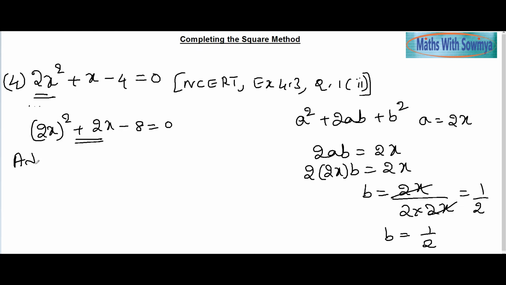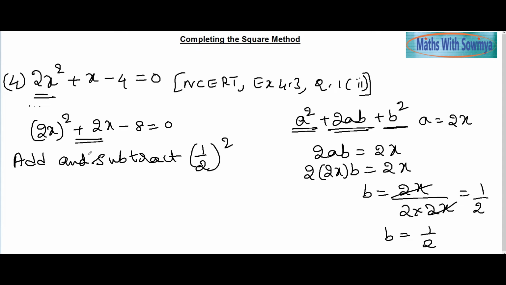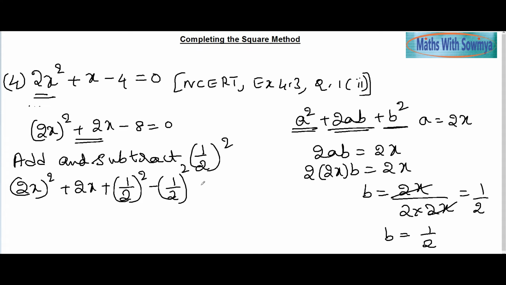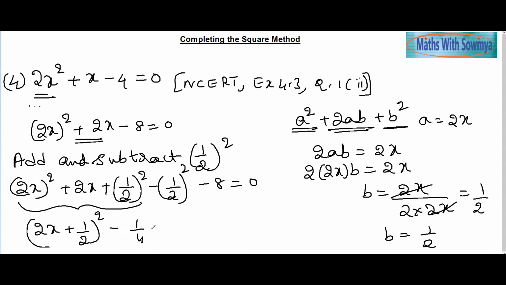Now add and subtract. What is our b? Half. So half square, because I am having a square plus 2ab, I need to get b square here. So 2x square, which is a square, this is 2ab, plus b square. And we have minus 8, which is equal to 0. This whole thing will give us a plus b whole square. So half whole square, this is 1 by 4, minus 8, which is equal to 0. On simplifying, we will reach the answer.